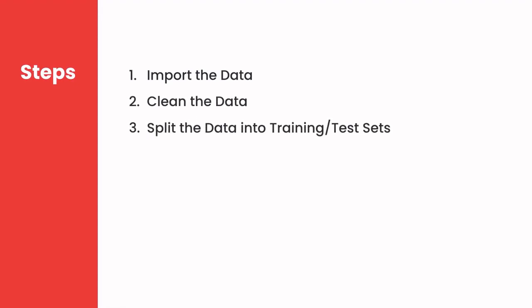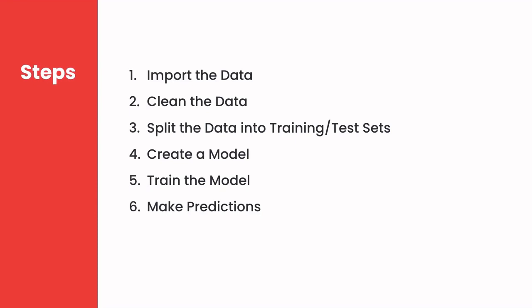Now back to the list of steps in a machine learning project. First, we need to import our data. Then we should prepare or clean it. Next, we select a machine learning algorithm to build a model. We train our model and ask it to make predictions. And finally, we evaluate our algorithm to see its accuracy.